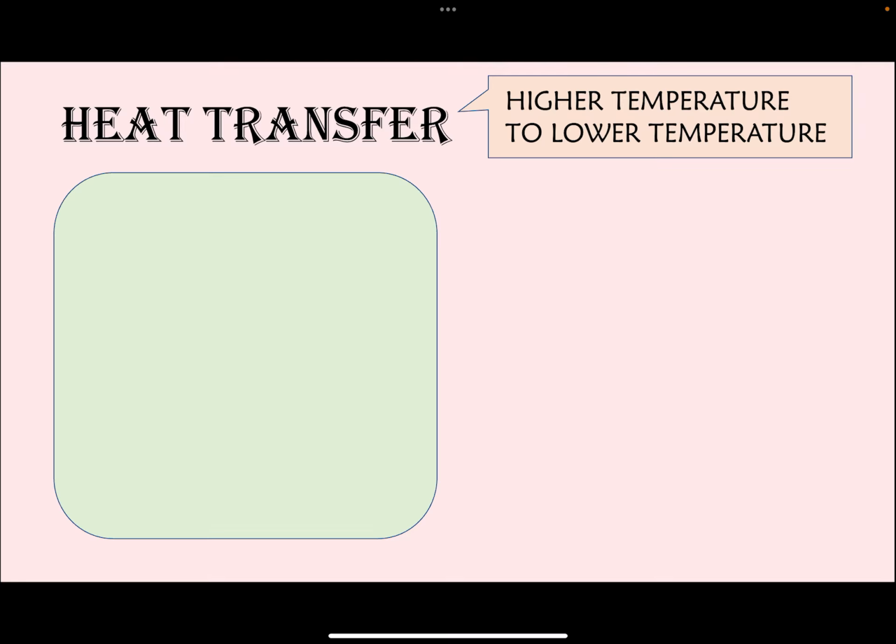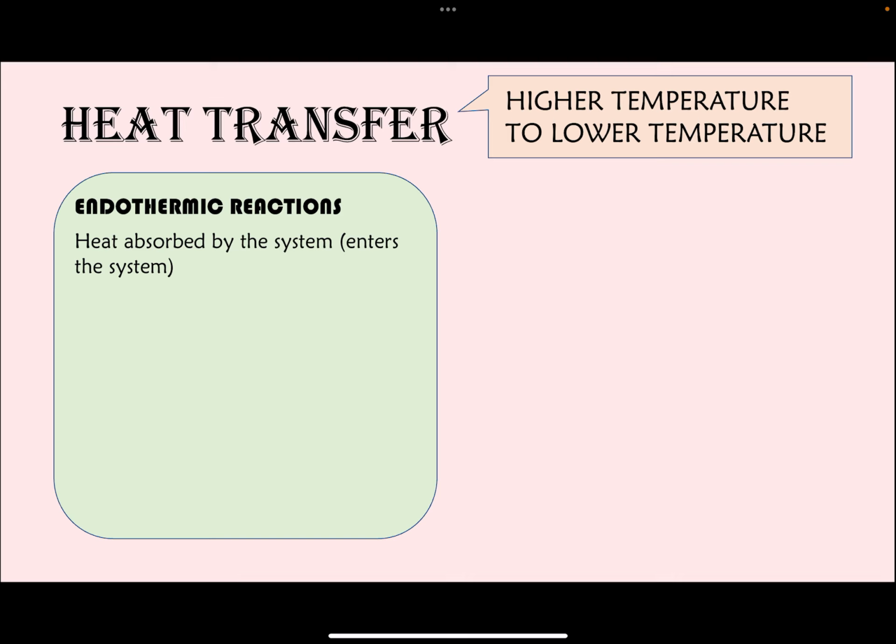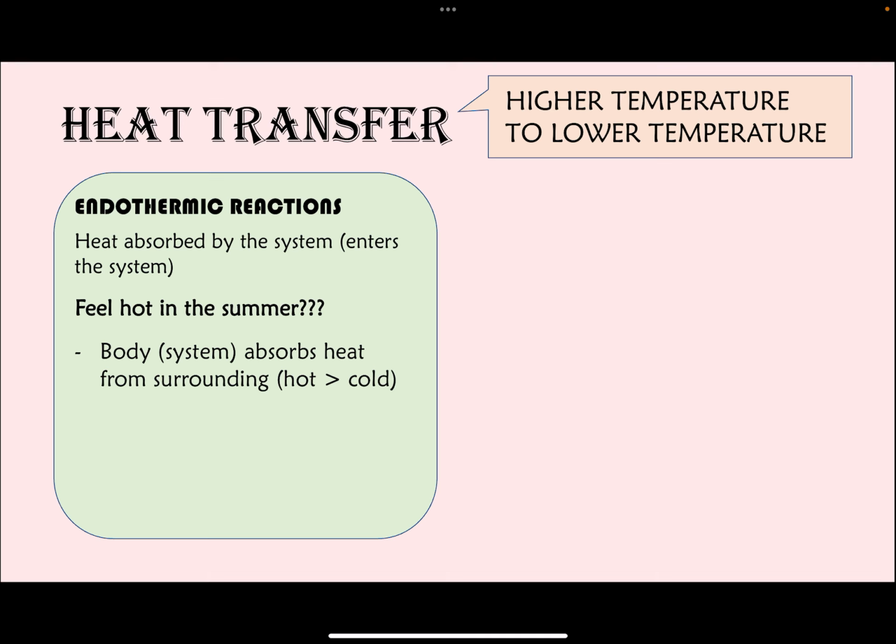Okay, so there are two types of reactions that can occur as a result of the heat transfer. We can either have an endothermic reaction. This is the type of reaction where heat is absorbed by the system from the outside, meaning it enters into the system. An example of that is we feel hot in the summer. That is because our body is absorbing the heat from the surrounding, because our surrounding is very, very hot. So the body absorbs the heat from the surrounding, because remember, heat transfers from the hotter substance to the colder substance. So that phenomenon of us feeling hot in the summer is an example of an endothermic reaction.